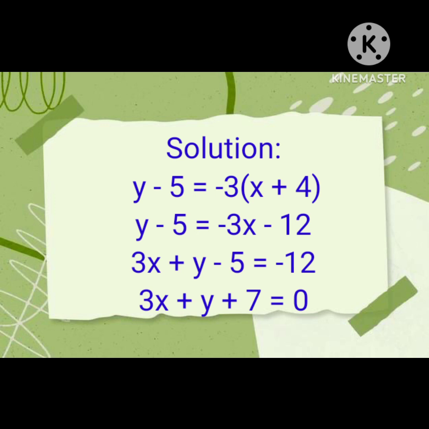So we will move the negative 3x to the other side. It is going to be positive 3x plus y minus 5 is equal to negative 12. So 3x plus y plus 7 is equal to 0. This will be the standard form of our equation.